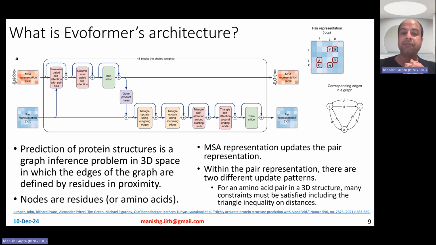Now, the MSA representation updates the pair representation. As you see in this two-tower architecture, both towers are working on their own, but there are some interactions. In the beginning, the pair representation helps to get a better MSA representation, but later, the MSA representation also helps to get a better pair representation. They talk to each other, and they talk to each other in each of those 48 blocks, by the way. They don't just talk at the end; they talk to each other in each of the 48 blocks. But in some ways, it's still a separate chain or separate tower: there's an MSA tower and a pair representation tower.